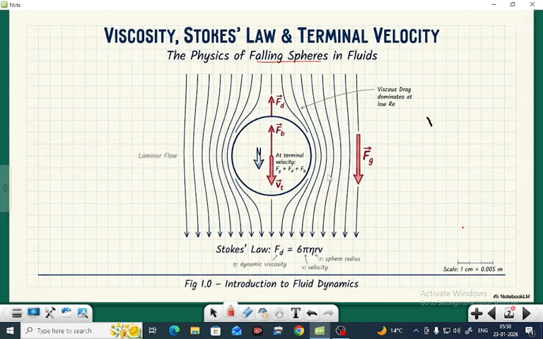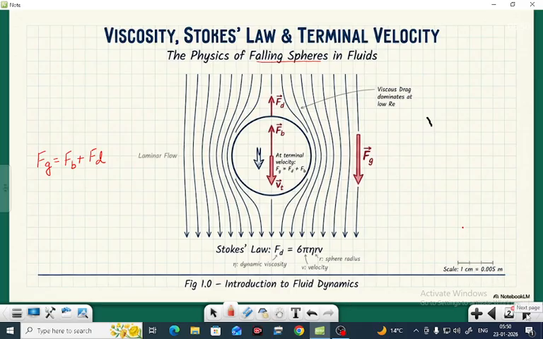So we will learn all these relations. First of all, we have to know that Fg is equal to Fb plus Fd, and here we get Fd equal to 6 pi eta Rp according to Stoke's law, and this is the introduction of fluid dynamics. Here I have taken a scale as 1 centimeter is equal to 0.005 meter.